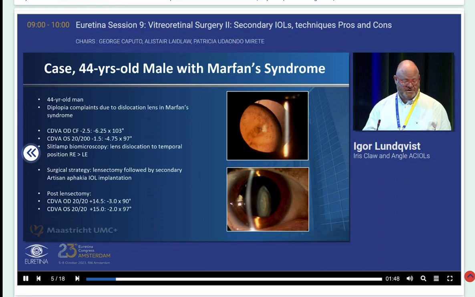This is a presentation of, for example, a 44-year-old male with Marfan syndrome. He had a decentration of the lens, finger counting in one eye, 20/200 vision in the other eye, and the plan was to do a lensectomy, later followed by Artisan aphakia implantation. After the lensectomy, the vision was corrected with plus 14.5 and a cylinder on both sides, and the corrected vision was very good.